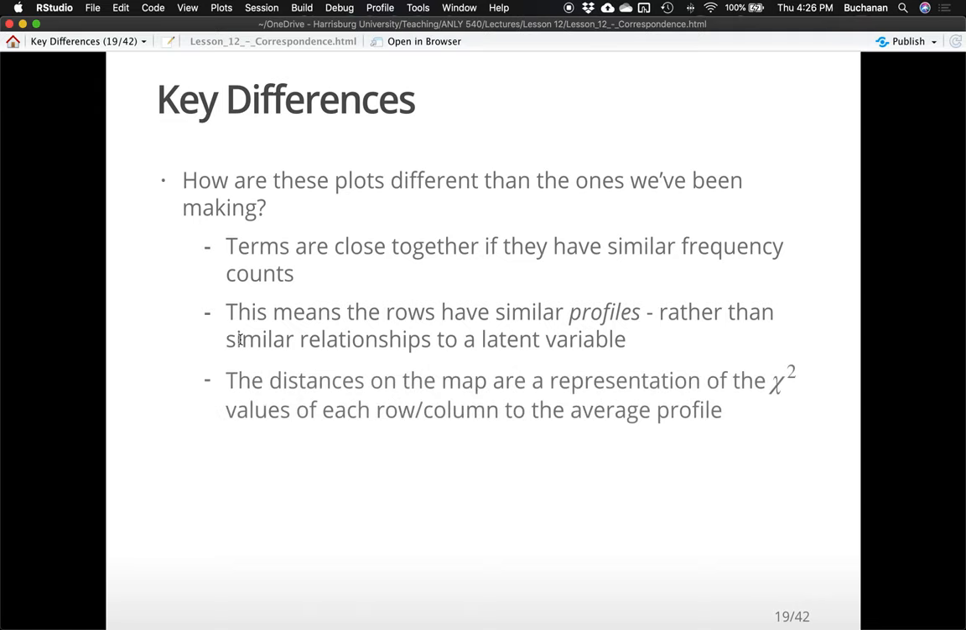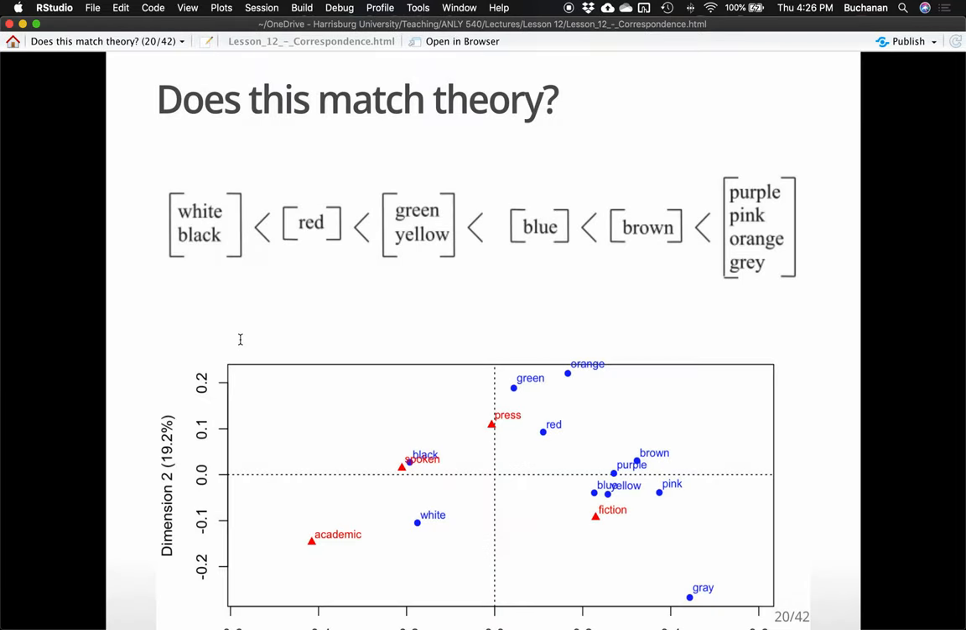Okay. And those distances on this plot are a representation of those chi-square values. So it's how much the chi-square values of each row and column differ from an average profile. So if I take the average of all of my rows, this would be the center. So this is a centroid, kind of like Mahalanobis. Right? And the distance from the centroid is what's being plotted. So how different is my pattern of chi-square from an average pattern of chi-square?